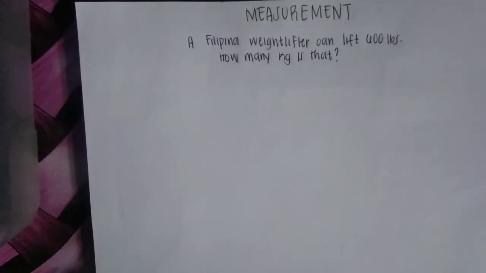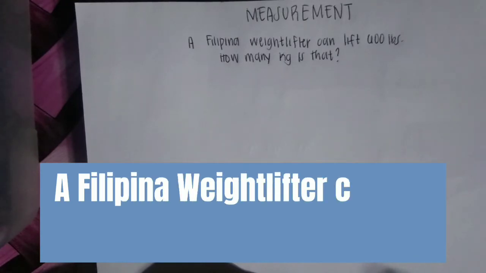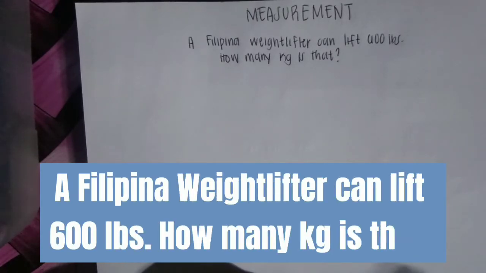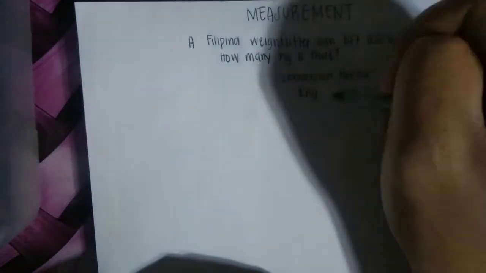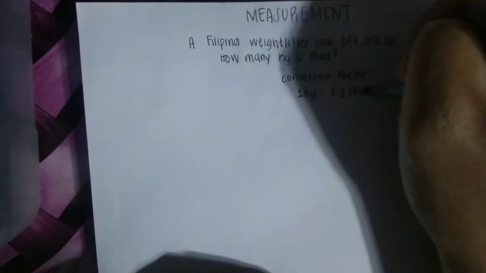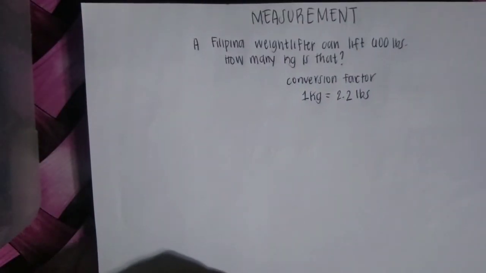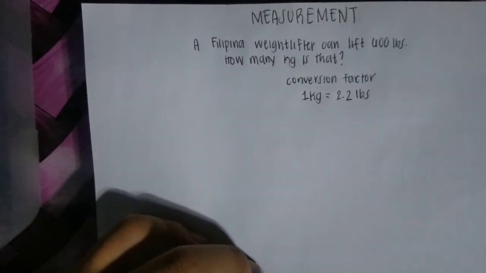To start this physics tutorial, we will first solve for the unit conversion. Our problem is, a Filipino weightlifter can lift 600 pounds. How many kilograms is that? The conversion factor is that 1 kilogram is equal to 2.2 pounds. Now, we have the conversion factor. We can now convert pounds to kilograms.